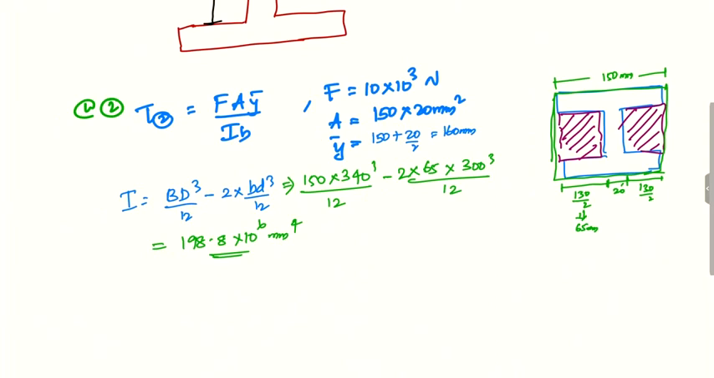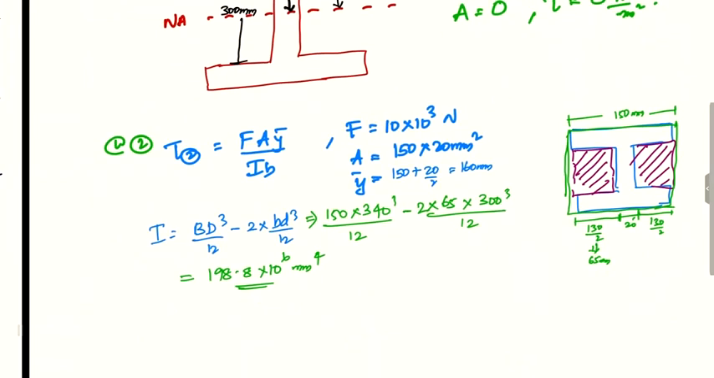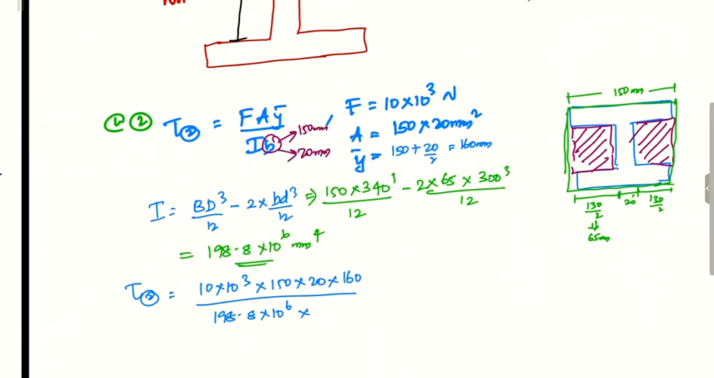So from there I'll get the value for tau. The crucial thing here is b. What will be the value for b at this section 2? That is the shear stress value. I could write tau at 2 is equal to 10 into 10 raised to 3 into area, 150 into 20, into y bar, that is 160, divided by I, 198.8 into 10 raised to 6, into this b. I could take b as 150 mm as well as 20 mm. I have two values for b, both 150 and 20. Have you understood why we got two values?